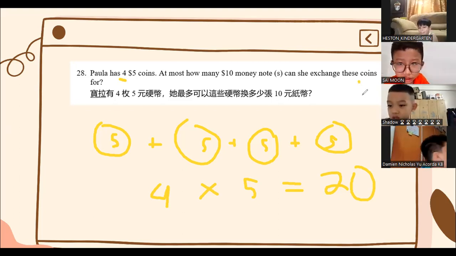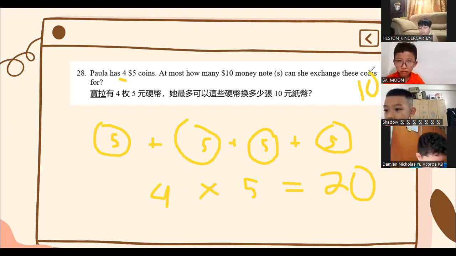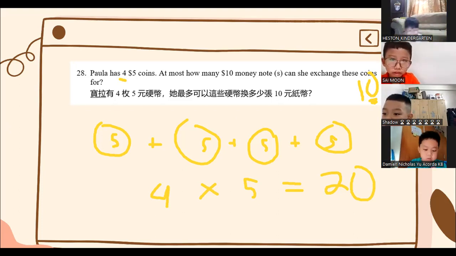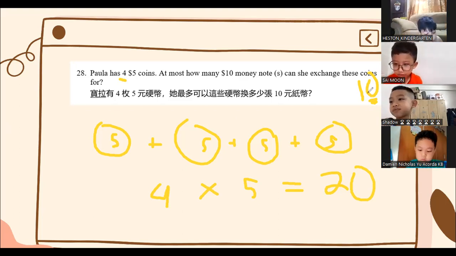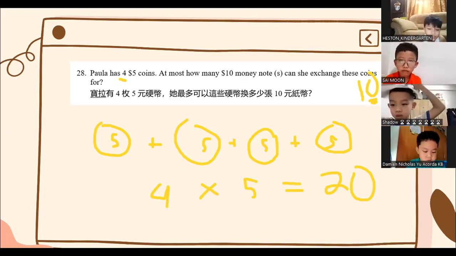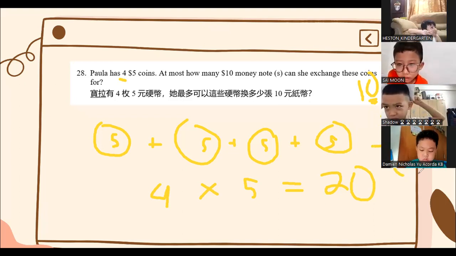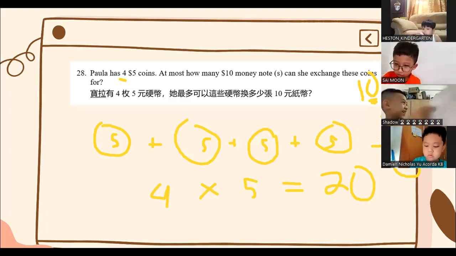10. Very good. Okay, because we want to find out how many $10 money notes we can exchange out from 20. Or basically, how many tens are there in 20? It's like two groupings. So it was 20 divided by 10, that is 2. And then 2 times 10, that is 20. So the remainder is 0, meaning your answer is correct. Therefore, you can possibly have two $10 money notes if your money is worth $20.